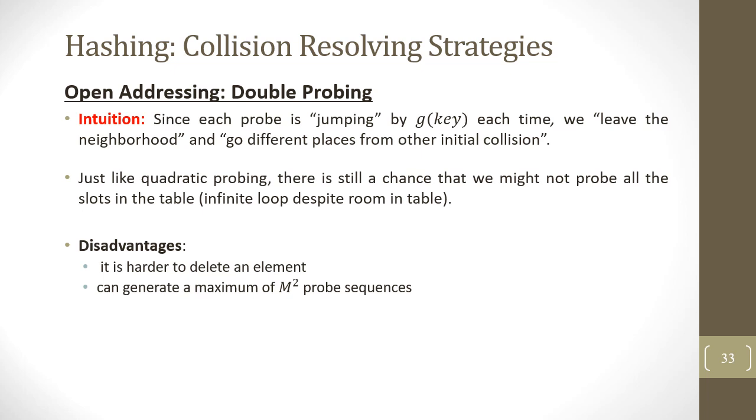The intuition of double probing is that since each probe is jumping by the value derived from the probing function each time, we leave the neighborhood and go to different places from other initial collisions. Just like quadratic probing, there is still a chance that we might not probe all the slots in the table. The disadvantages of double probing are that it is harder to delete an element and it can generate a maximum of m square probe sequences.